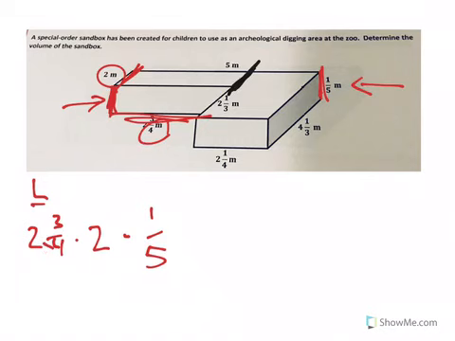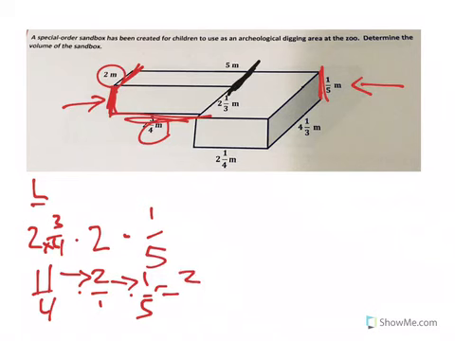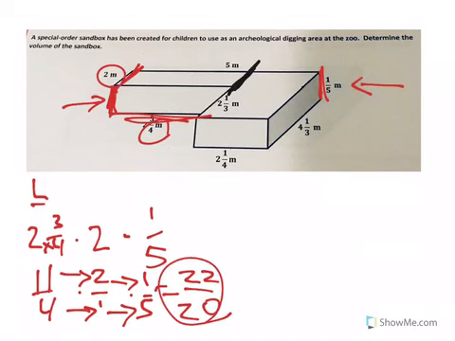So 2 3/4: 4 times 2 is 8, plus 3 is 11. We end up with 11/4 times 2, which we can also say is 2 over 1, times 1/5. 11 times 2 is 22, times 1 is still 22. 4 times 1 is 4. 4 times 5 is 20. We end up with 22 over 20, and that's the volume of this portion here.